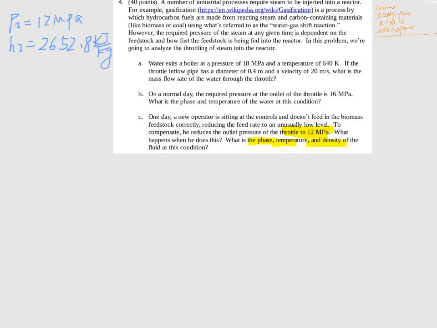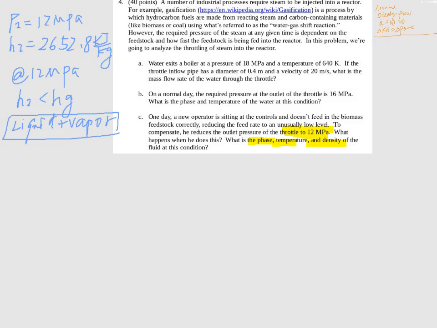Okay, so in order to find the phase, we're going to do something very similar to what we did before. We're going to compare the H with the H at vapor phase. So at this 12 megapascal, we can compare the Hg with this H2. It turned out that H2 is smaller than Hg. So instead of being superheated vapor, which is at 16 megapascal, this time it's going to be a liquid plus vapor phase. Okay, so this is the first part.